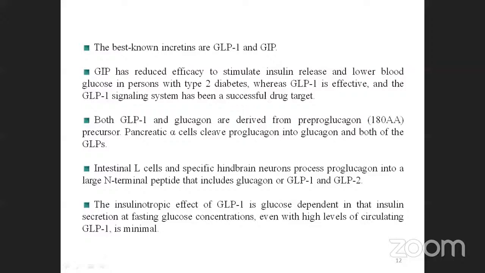But it has its long N-terminal chain. Sometimes it also gives birth to GLP-1 and GIP, meaning a whole peptide, pre-proglucagon. In different types of tissue, it gives birth to three things. One is glucagon, an insulin secretagogue. Sometimes it is GLP, sometimes it is GIP. So intestinal L cells and specific hindbrain neurons process proglucagon into the large N-terminal peptide that includes glucagon.